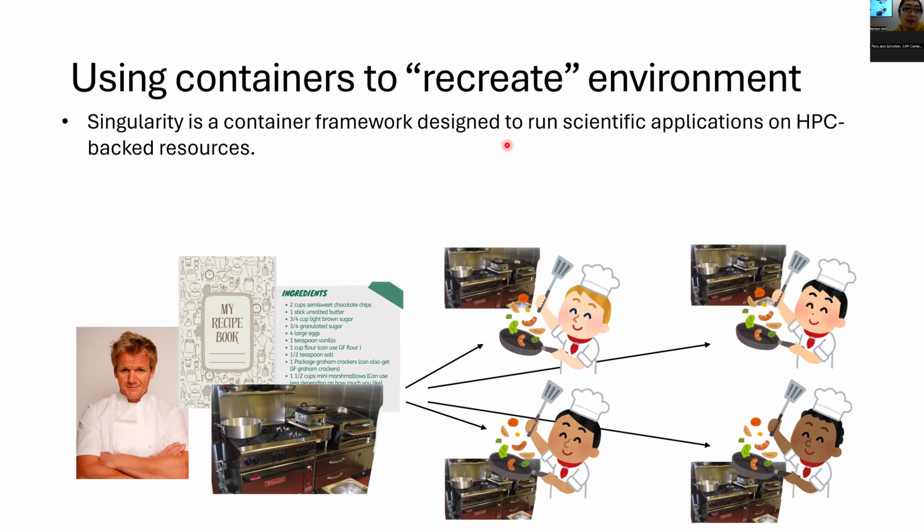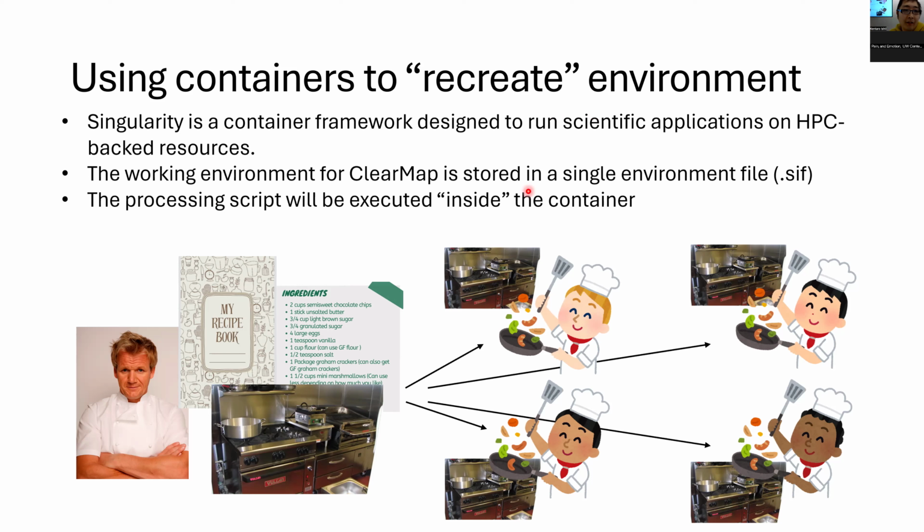To do that, there's a framework called a container, or a Singularity container. The idea here is that you create a kitchen and pack it into one file, and then send the file to all of those small nodes and ask them to recreate the kitchen using that file. So in this case, the working environment for ClearMap is stored in a single environment file called a SIF file, and the processing script will be executed inside that container file.